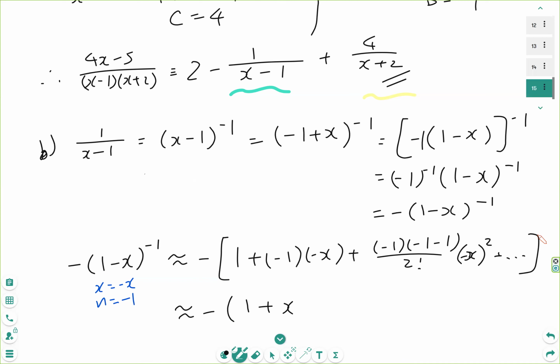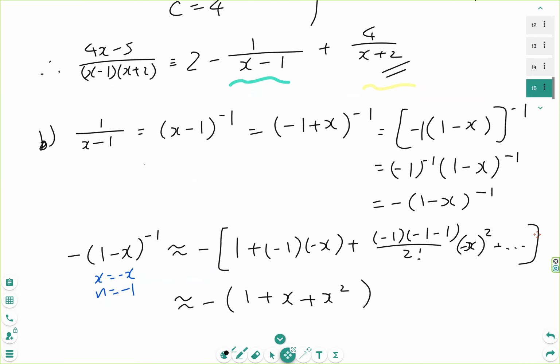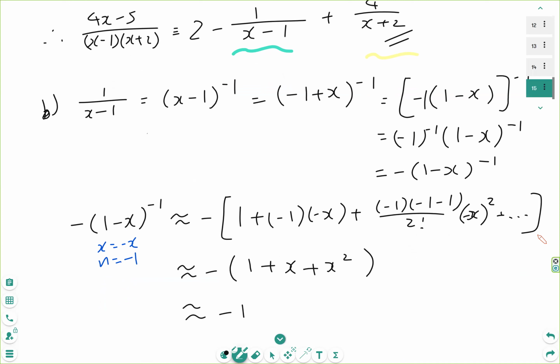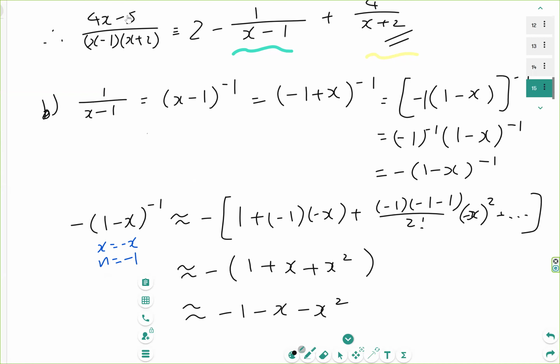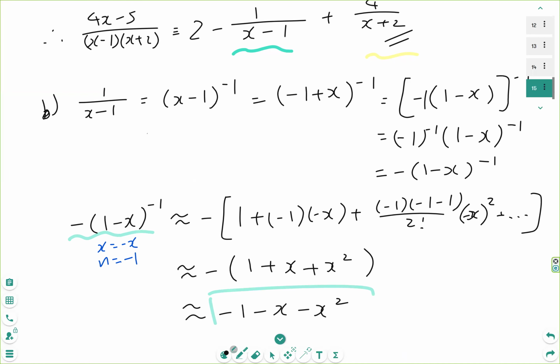This one, put in a calculator. Minus 1 times minus 2 over 2 times minus 1 squared is 1. So plus x squared. But when you factorize the negative, that will give you negative 1 minus x squared. Okay, so that's the blue part. Right, let's do the yellow.